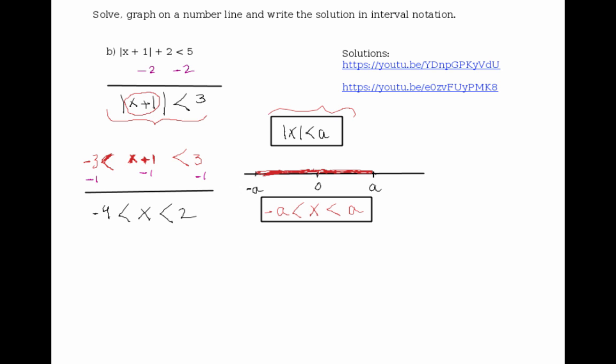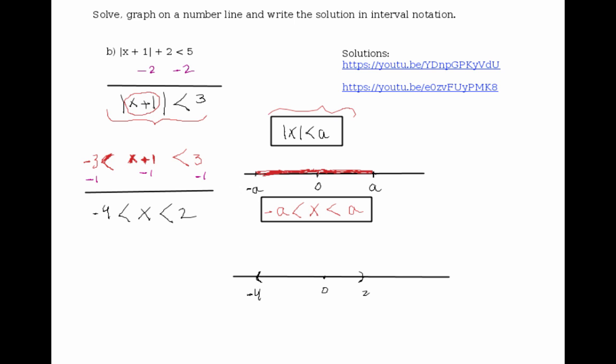So my graph for this inequality would be all the numbers that are in between negative 4 and 2. I'm going to use parentheses because the endpoints are not included. That would be my graph.